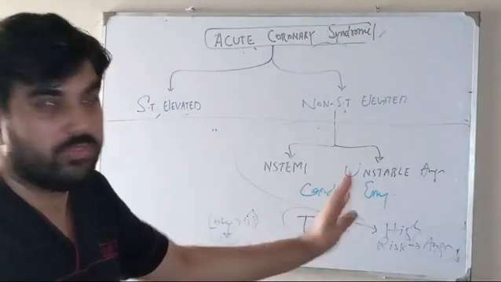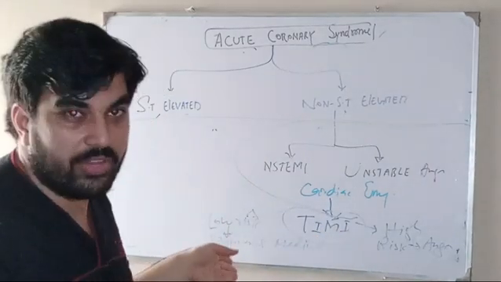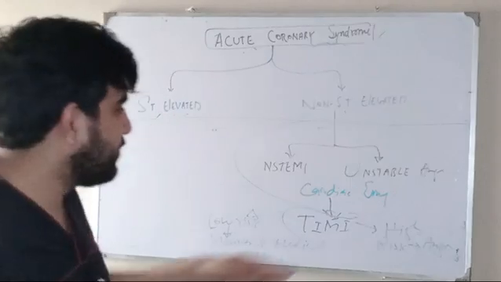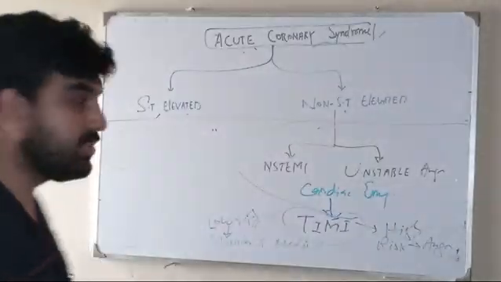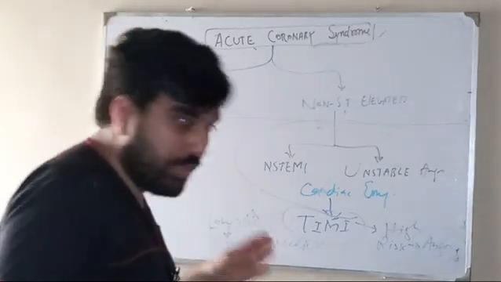If the score is 5 to 7, that is high risk. 3 or less than 3, that is low risk. 3 to 5, that is intermediate risk. So if high risk, angiography is the answer. If low risk, then monitor and medically treat the patient and follow up.